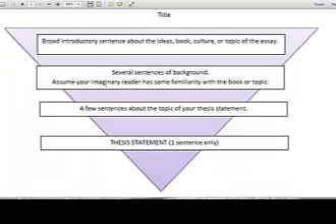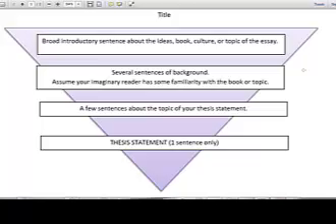You'll see here that you have this introduction triangle. The idea behind this is that you start out with a broad idea and that you get narrower and narrower until you get to your thesis statement. So you'll start out with a broad introductory sentence about the ideas or the book or the culture, whatever the topic of your essay is. That should be that first sentence.